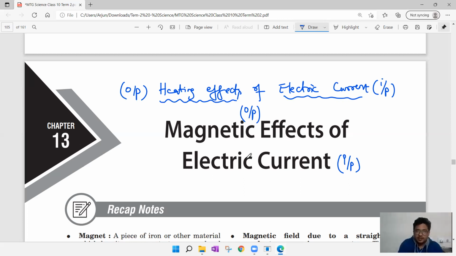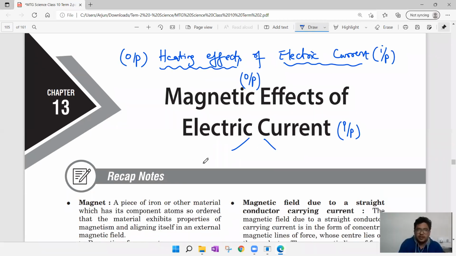And you see, this chapter is divided into two phases. In the first phase, we learn we can produce magnetic effect by using electricity. So magnetism, magnetic field, magnetic effect can be produced by using electricity. In the second part of the chapter, we learn electricity can be generated by using magnetism. In the second half, we'll discuss electricity can be produced by using magnetic effect.